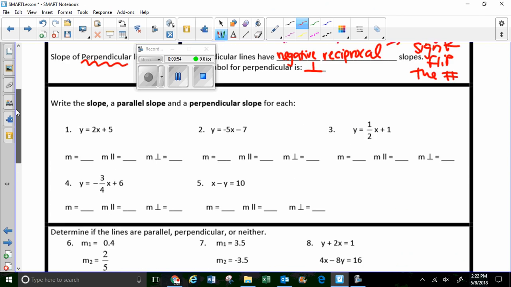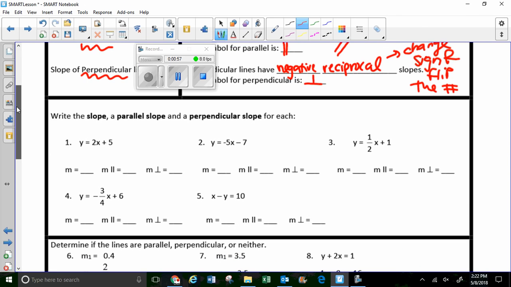So first we're just going to practice determining the slopes of parallel and perpendicular lines. So if you look at number 1, I can tell that the slope is just the number in front of x. So the slope of this line is 2, which means the slope of a line parallel to it would also be 2. The slope of the perpendicular line, well, I'm going to make that 2 into a fraction first. And it's the negative reciprocal. So I'm going to change the sign and then I'm going to flip it, which makes it a negative 1 over 2 slope. So it's really 2 steps. Change the sign and flip that number.